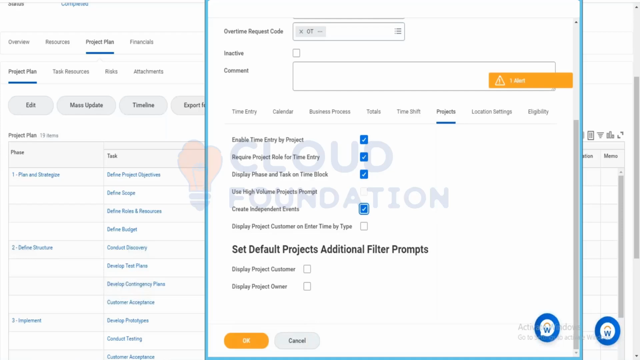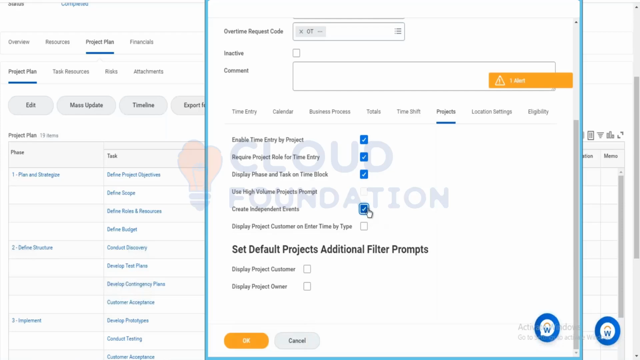Their time entry approval and their time entry submission would be considered as a different event because they are three different entities. Rather than going for approval to one manager or cost center manager, it would be going to three different cost center managers.